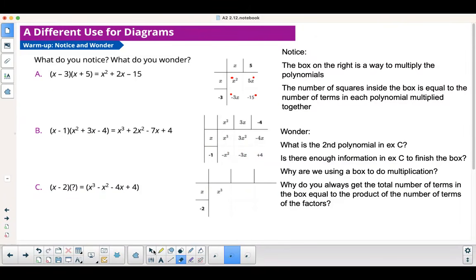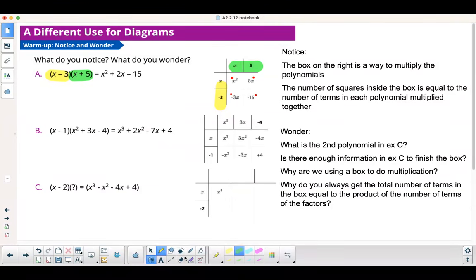After we start looking at that, take a look and see here the x minus 3 goes right there. The x plus 5 goes there. So your factors go on the top, and then you multiply. So x times x is x squared. x times 5 is 5x. Negative 3 times x is negative 3x. And negative 3 times 5 is negative 15.